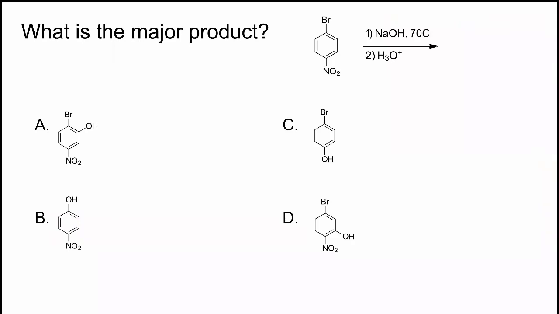All right, so in this question here, what is the major product if you have para-nitrobromobenzene and we react it with sodium hydroxide followed by acid?